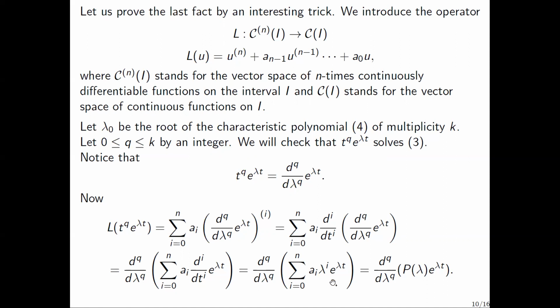And then what we get here is, again, the characteristic polynomial of the differential equation times e to lambda t. And since lambda is the root of multiplicity k of our polynomial, we know that when we differentiate it with respect to lambda q times, where q is smaller than k, we will get 0. So the only non-trivial part here in this calculation is that we first noticed that t to q times e to lambda t can be written as this differential operator, and then we exchanged the order of derivation with respect to t and lambda.